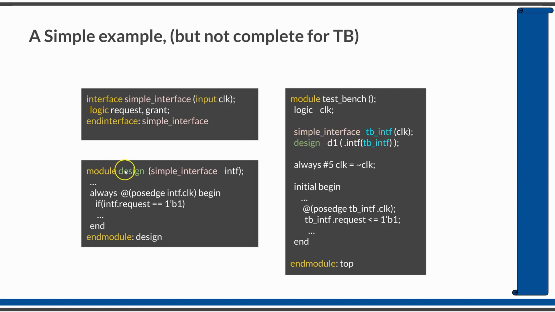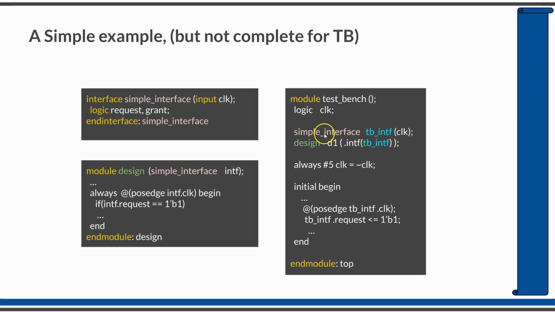This design module is instantiated within the test bench with the name d1, and to its instantiation we are passing the interface instance as the TB instance. So you can see that this is very much similar to how you explicitly connect a port signal. In the same way you can explicitly connect an interface as well, but these should be of the same type here.